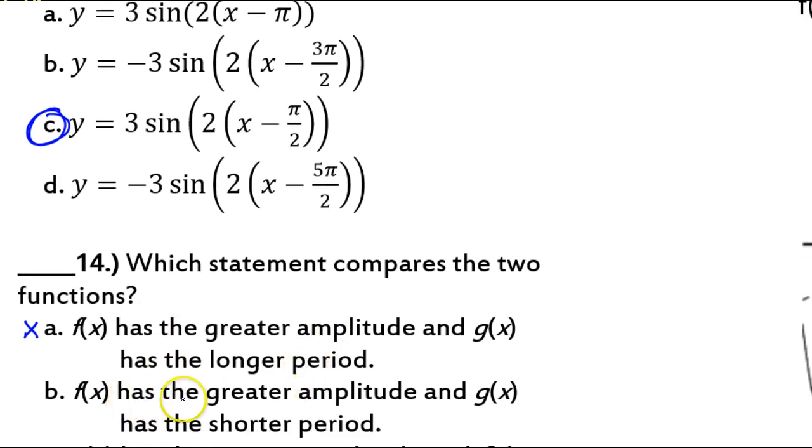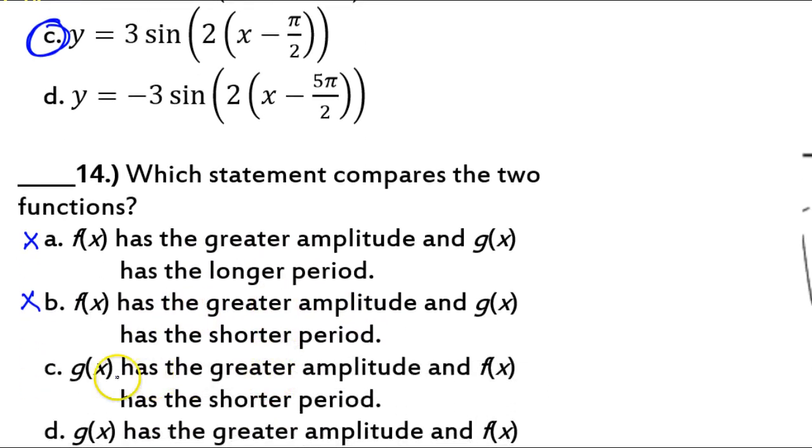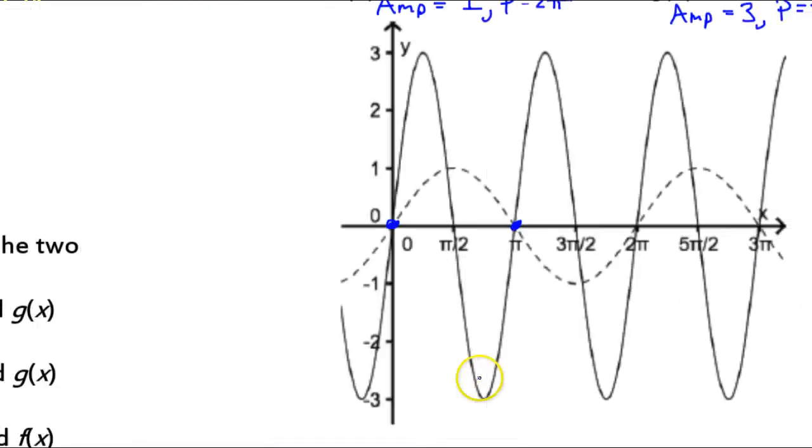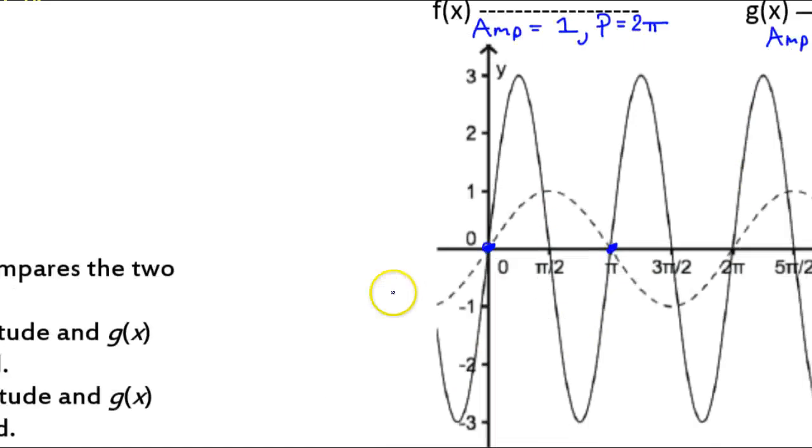B, f of x has the greater amplitude. Again, we already saw that that's false, so I don't even have to read further. So B is not going to be it. Now, C, g of x has the greater amplitude. So far so good. G of x does have the greater amplitude.